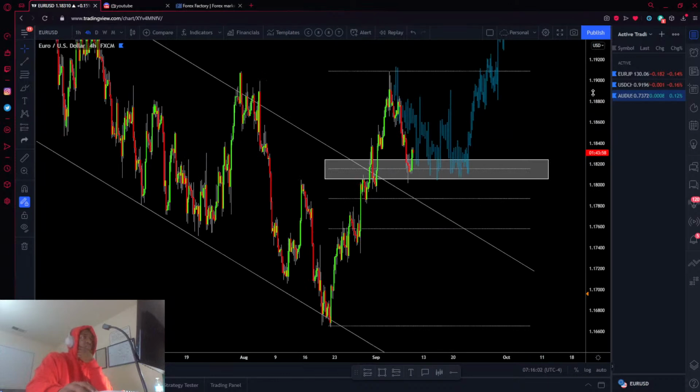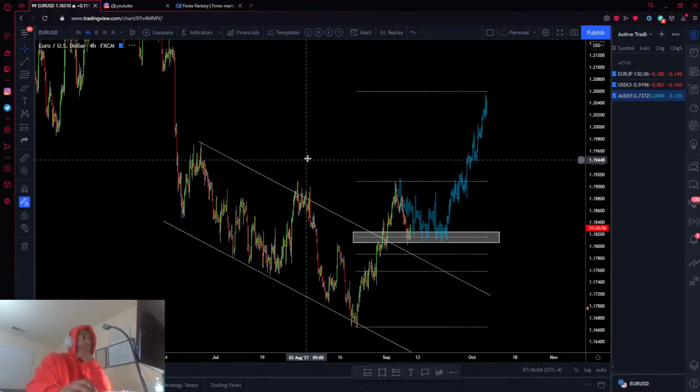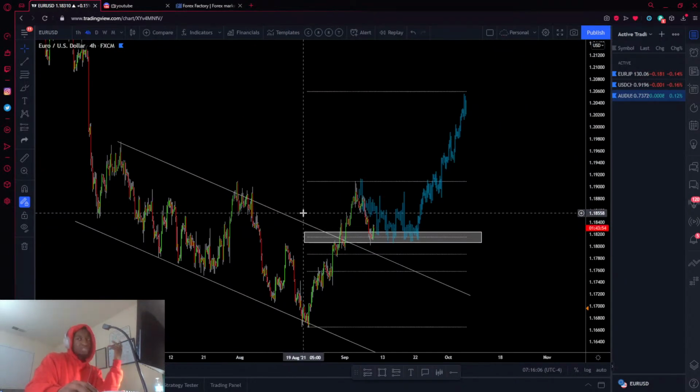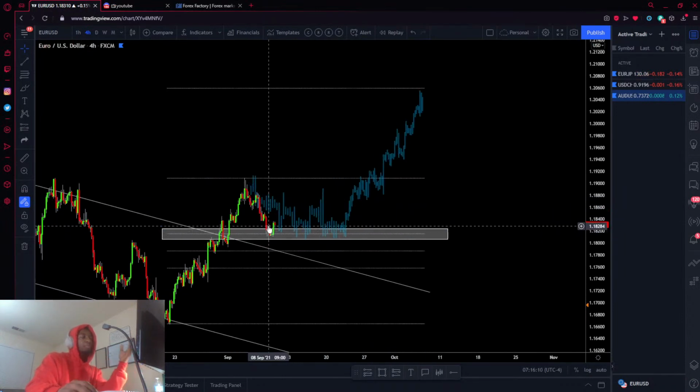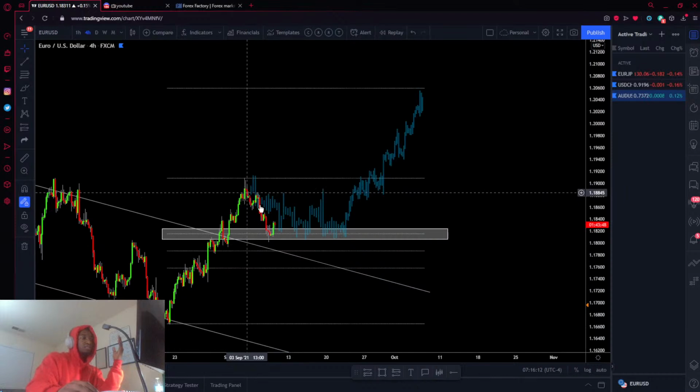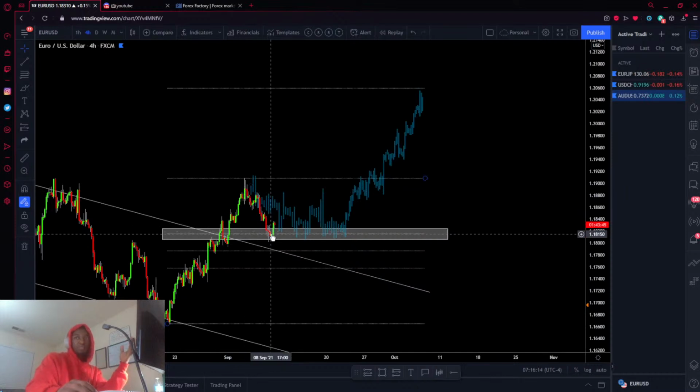Euro USD, I've been tracking it for a while. Got this descending channel. We're just looking at a reversal here. All right. So there's a possible buy here, but the structure that came down to make this buy is not completed for me, for my setups.